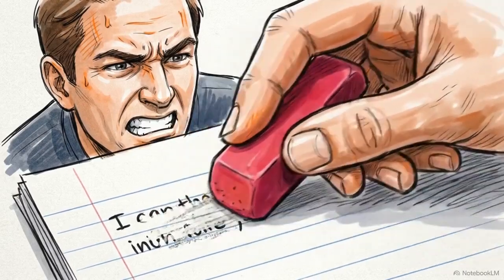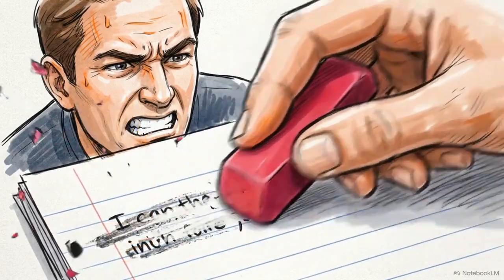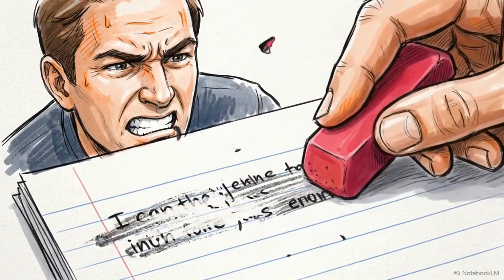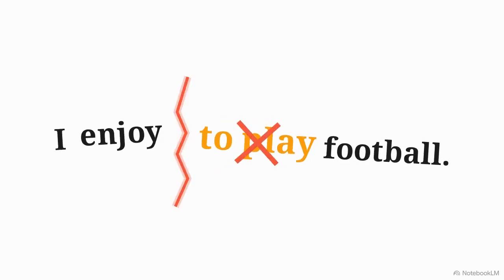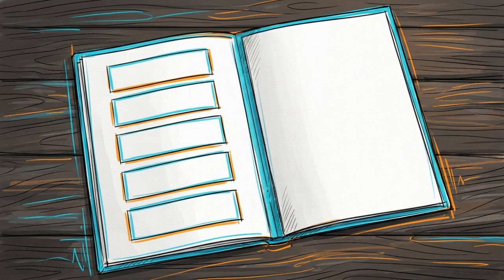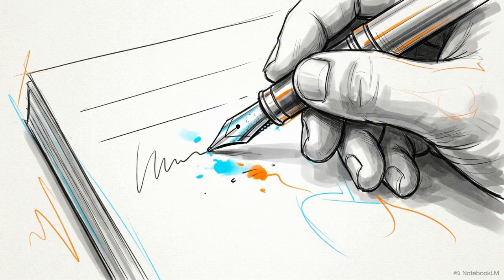Imagine a sentence that starts with perfect momentum, but hits a wall the moment you try to describe an activity. Many English learners reach for the infinitive, saying, "I enjoy to play," and the grammar of the sentence immediately breaks. In this workshop, you will build a 5-sentence portfolio that replaces that mistake with correct, natural structures. Get a pen and paper ready.